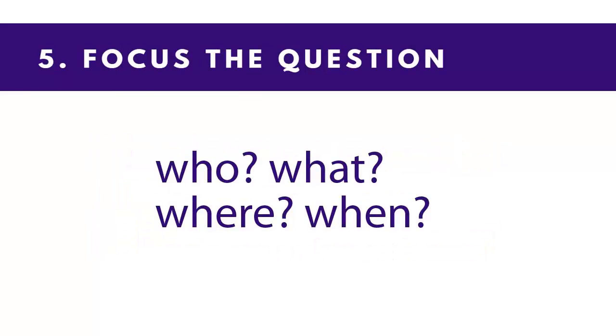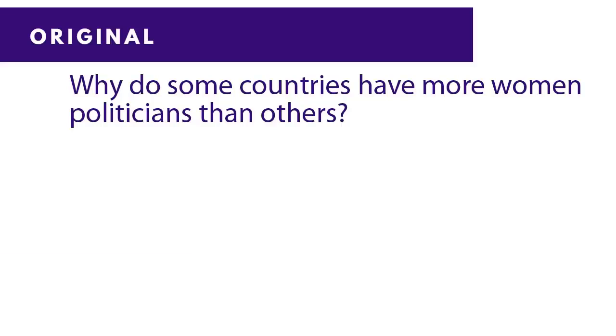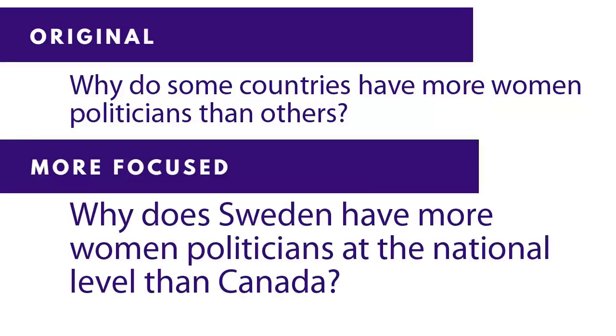Finally, look at your question to be sure it's specific and clear. Make sure your question is clear about who, what, where, and when you're talking about. Let's see how we can make our question more specific. We don't want to know about women politicians at all levels of government, so we'll specify the national level only. Some countries is also quite vague. We should focus on some specific countries to compare, like Canada and Sweden. In this case, our more specific question would be, why does Sweden have more women politicians at the national level than Canada?